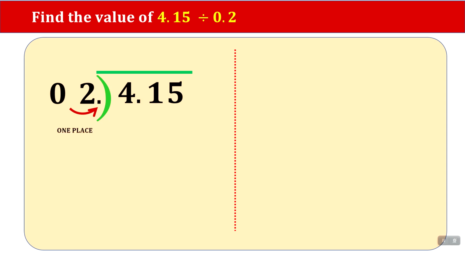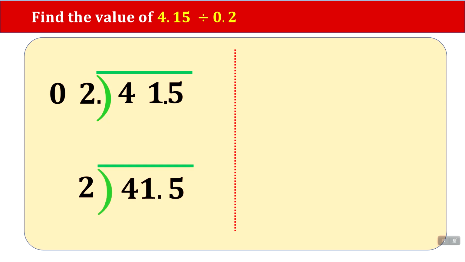But we also have to move the decimal place 1 place to the right in 4.15. The decimal point now is moved between the 1 and the 5, 1 place. And now the new question becomes 41.5 divided by 2. Even though the numbers look different, because we moved the decimal point 1 place in the divisor and the dividend, we can now work out our answer.